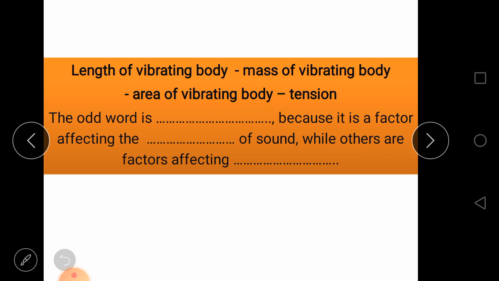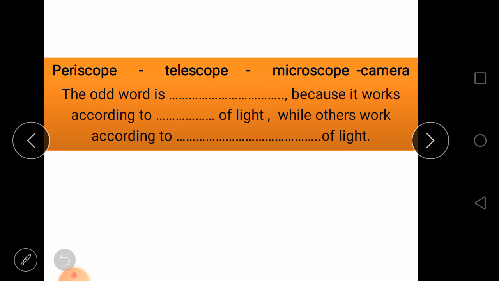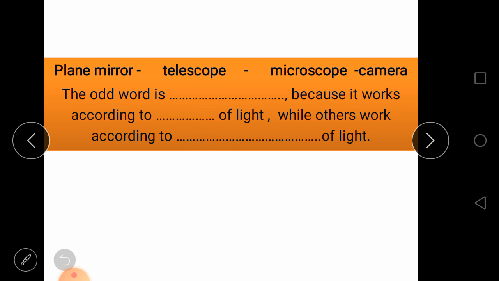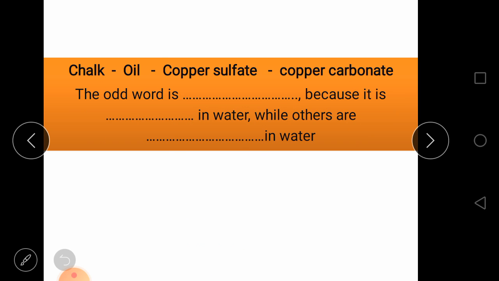Length of the vibrating body, mass of the vibrating body, the area of the vibrating body, and the tension or the amount of stretching. The odd word is the area of the vibrating body because it is the intensity of sound, while others are factors of pitch of sound. Here we have the repeated question, which is the odd word here: periscope, reflection, refraction. Also here we have plane mirror instead of periscope, reflection because it works according to reflection, while others are refraction of light.